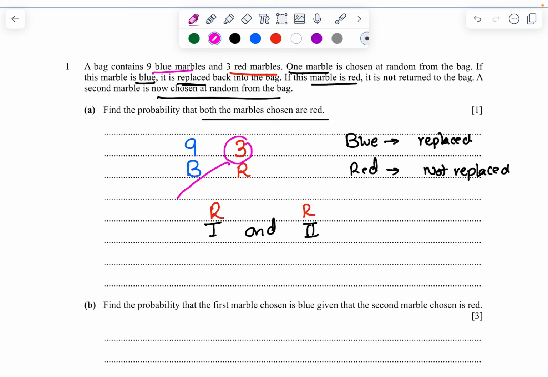So how many red are there? Totally 3 are there. 3 out of total is nothing but 9 plus 3, 12. And means times. The second one also should be red. Now because once the first one is red, it is not being replaced, so now 12 will become 11. Now already one red is over, so 2 more are left over. So 2 out of 11. So 3 upon 12 times 2 upon 11, which is 1 upon 22.